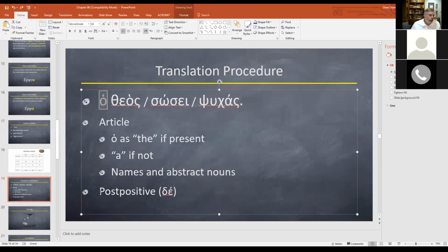There are other words that are called postpositives. For example, this article cannot be separated from that noun, except when a postpositive comes in between.